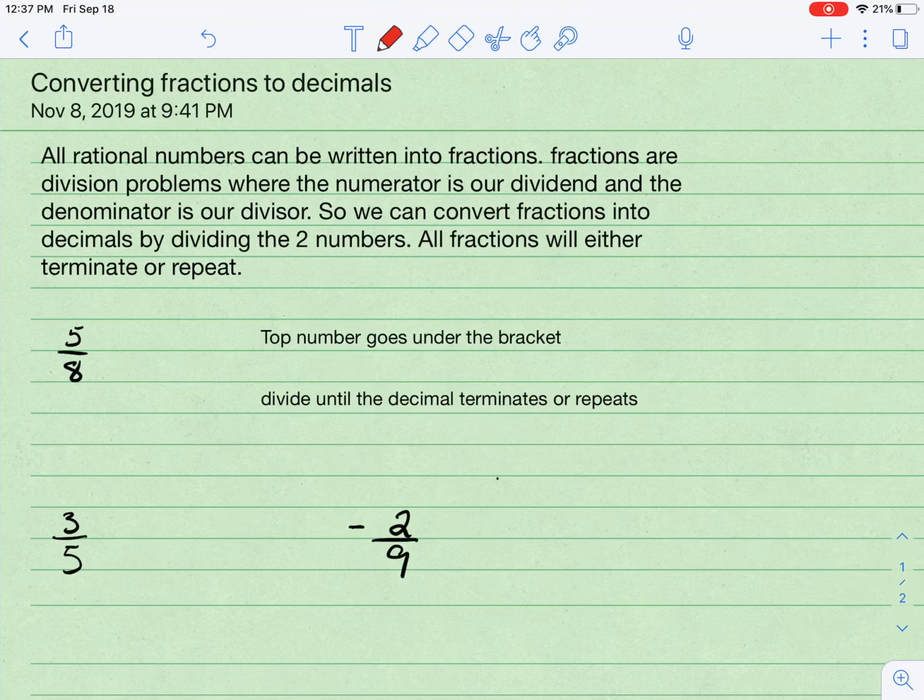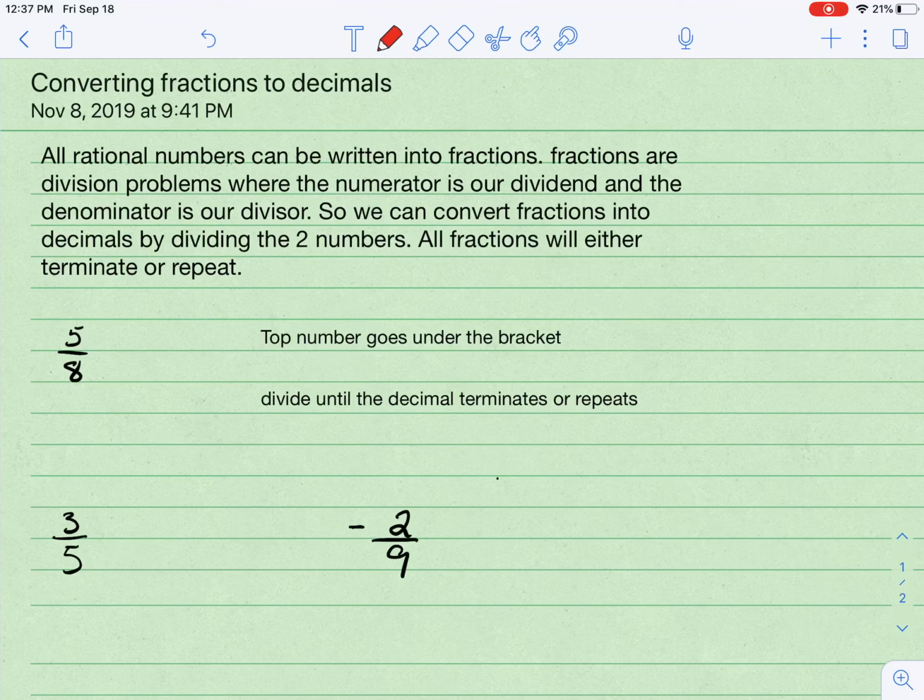All right, the last rational number that we're going to look at is a fraction. So all rational numbers can be written as fractions, and if they can't, then they're not considered a rational number. They'd become irrational. So pi would be an irrational number. But fractions are just division problems where you divide the numerator by the denominator. Or the numerator is the dividend and the denominator is the divisor.